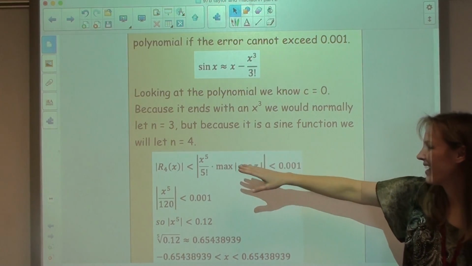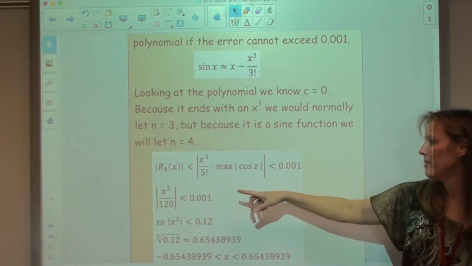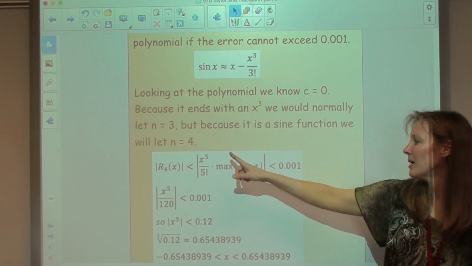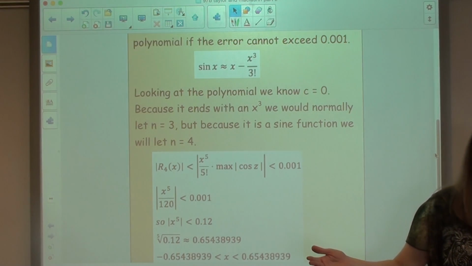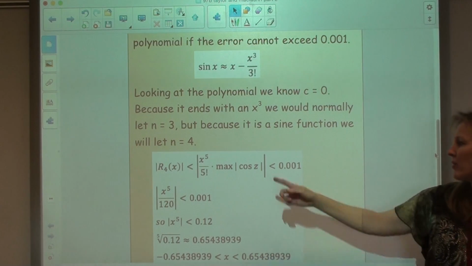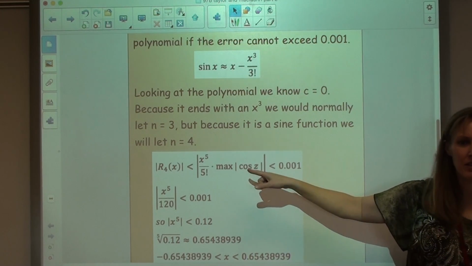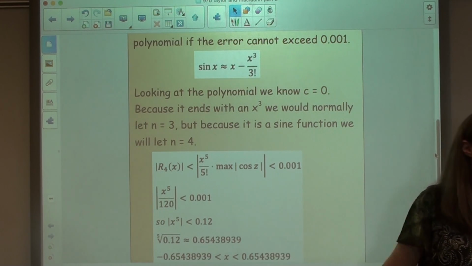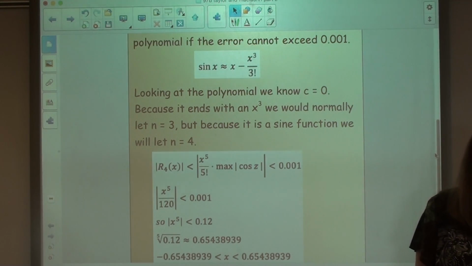All right. So if n is 4, we're going to find our remainder based on a 4th degree. So we plug in, we get x to the 5th over 5 factorial times the maximum value of cosine between 0 and some random x. By the way, I didn't walk you through it, but this is the 5th derivative of sine. If you need me to walk you through, I can, but that's the 5th derivative of sine. The nice thing about sines and cosines is it doesn't really matter which derivative it is, because the max value is always going to be 1.